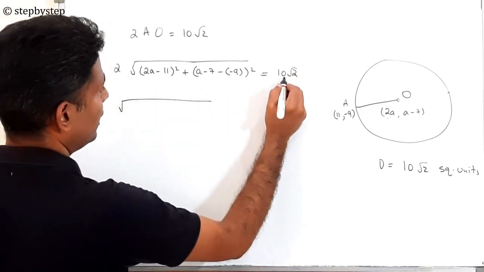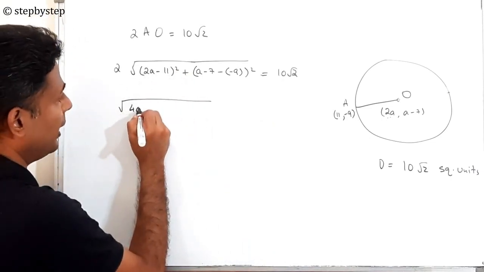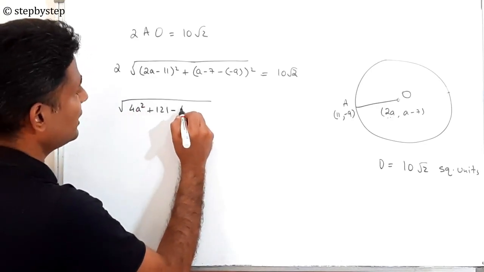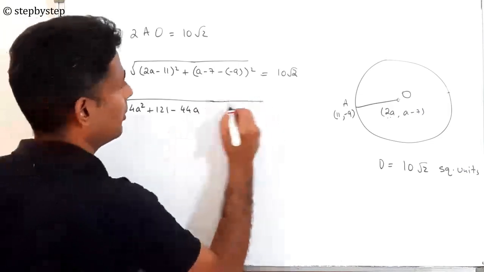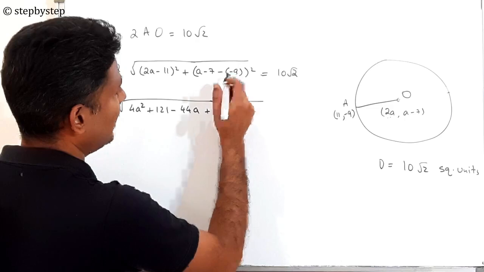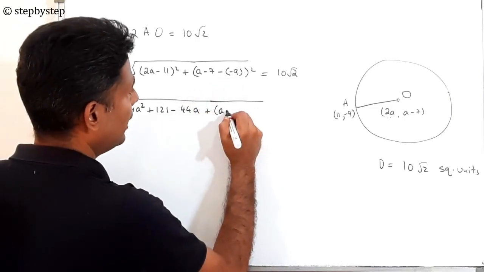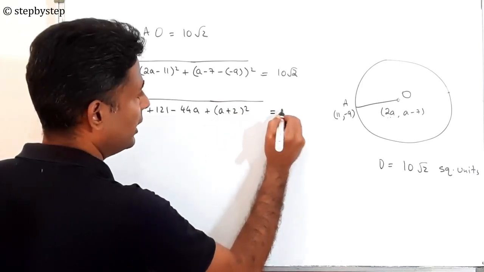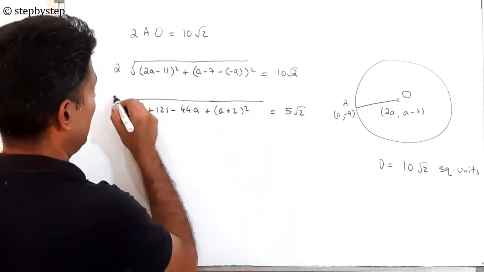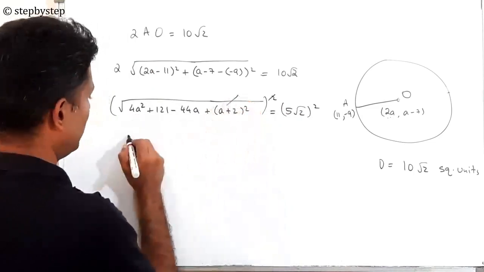What do I get? It will become divided by 2 here, and here I'll get 2a minus 11 whole square. So using the a minus b whole square formula, 4a square plus 121 minus 44a, plus, we have here a minus 7 minus of minus 9, plus 9. So we get a minus 7 plus 9, a plus 2 whole square equal to 5 root 2, because I transpose this 2 to the other side. Now I'll square on both sides. So this square and this square root cancel. So what do I get?